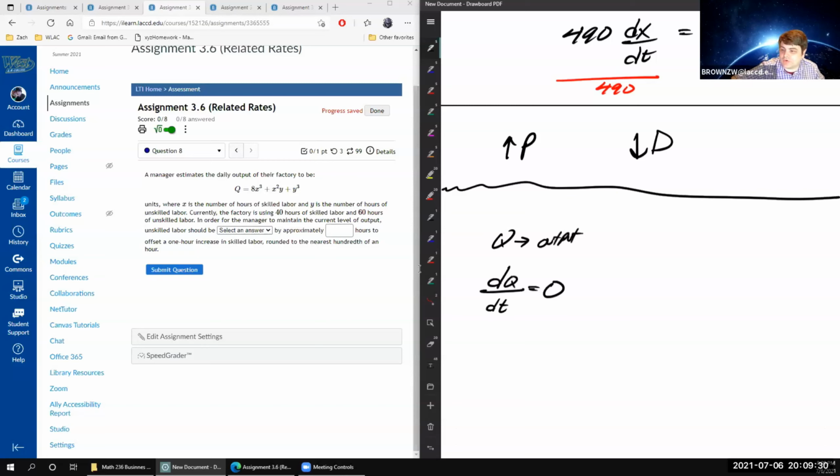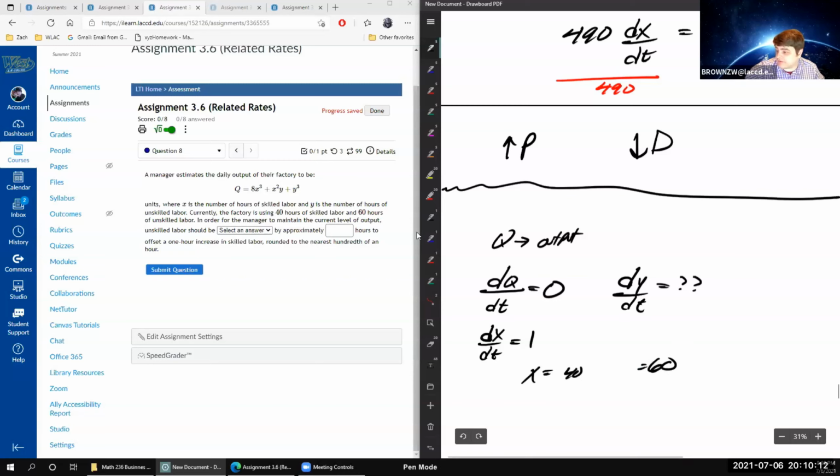Because in order to maintain the current level of output, we're just going to say dq/dt equals 0. And then we're also told to offset a 1 hour increase in labor. That is telling you that dx/dt equals 1. So they're giving you all the information, and the thing we're looking for is dy/dt. That's my unknown. And you're also given that X is 40 and Y is 60. So it's a very, very similar problem, just sometimes a little hard to interpret.